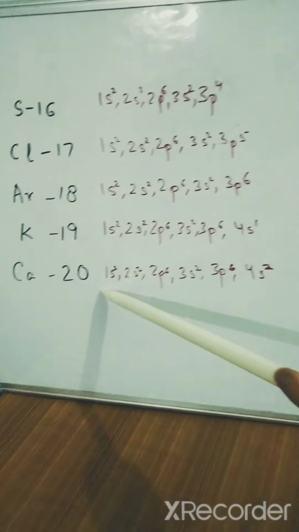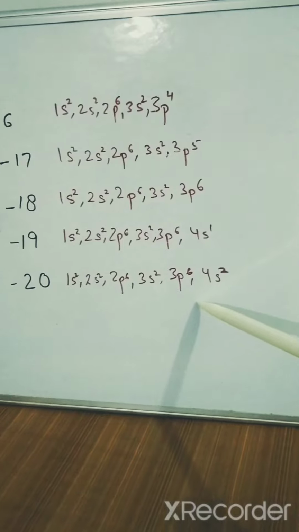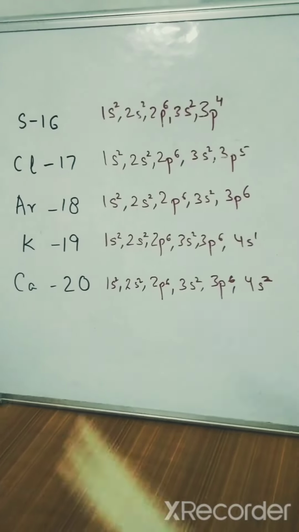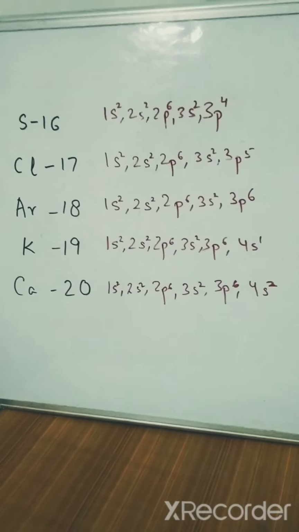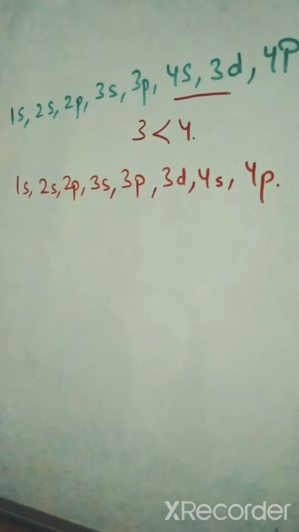Now in case of calcium, it will be 1s2, 2s2, 2p6, 3s2, 3p6, 4s2. So this will be the configuration from sulfur to calcium. Now again see, if we write like 1s, 2s, 2p, 3s, 3p, 4s, 3d, 4p, we will write like this because this is the format which we have understood by writing the configuration.